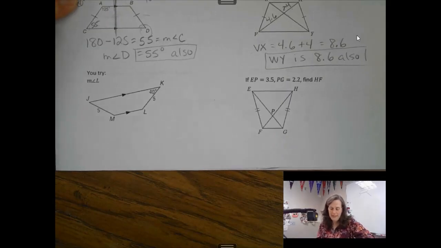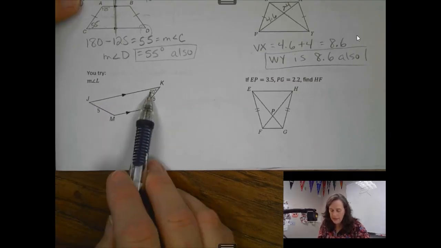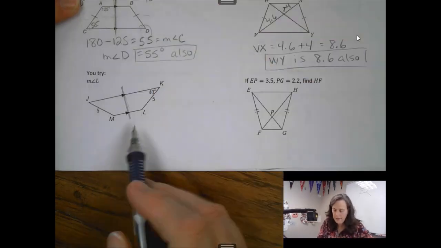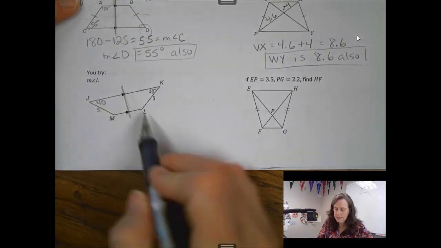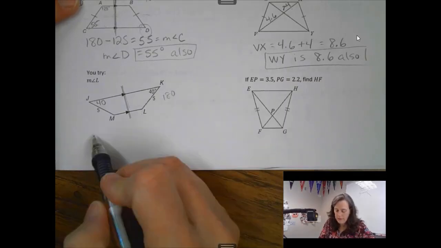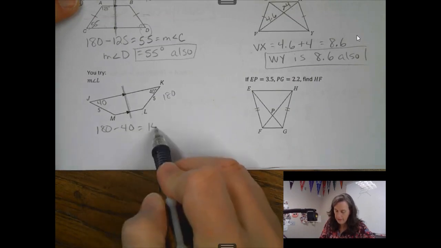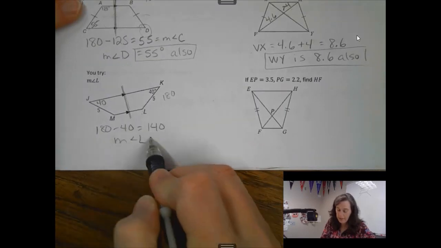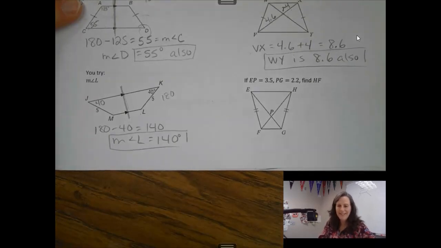All right, let's see. This says find the measure of angle L. So they gave us K and we're looking for L. I remember that these two are congruent, so this is 40, and these must be the same, so I know there's 180 degrees over here. Let me subtract out the 40 and see what's left. 140 for angle L. So the measure of angle L is 140 degrees. Is that what you got?